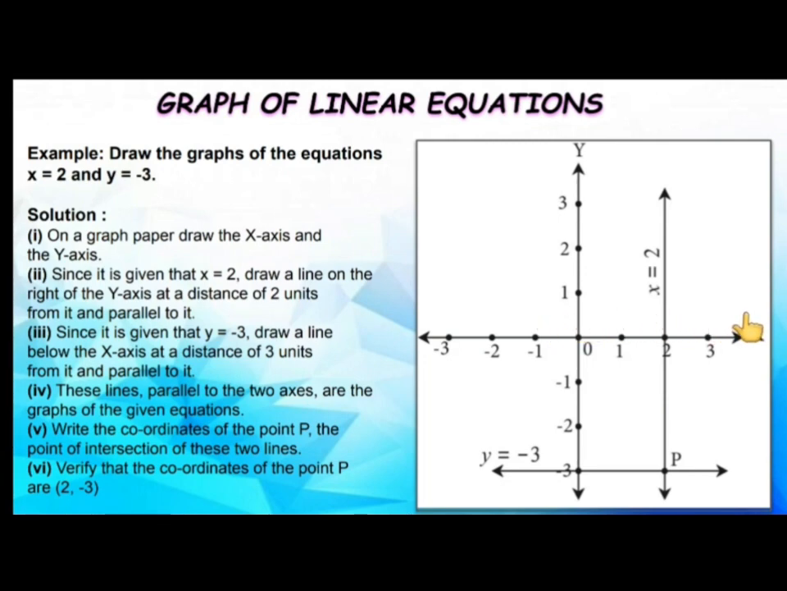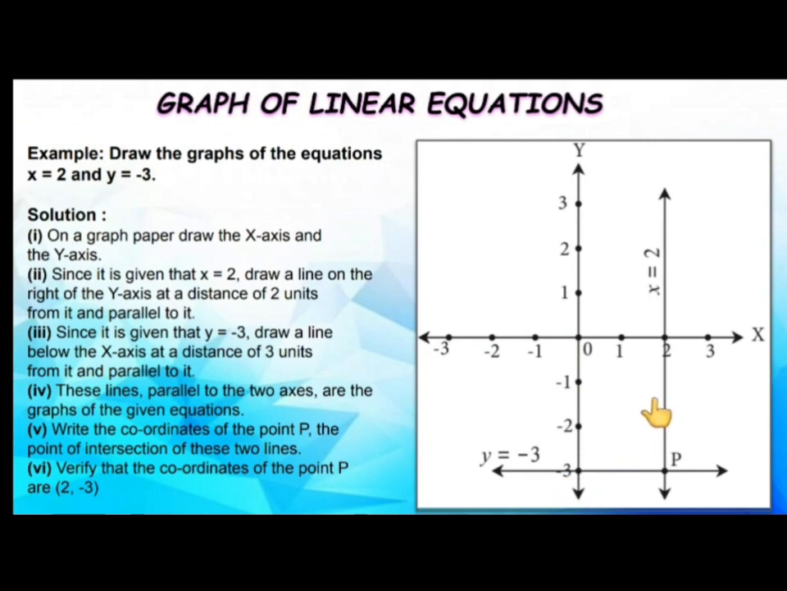Next, we've been given y equals minus 3. Therefore, we draw a line below the x-axis at a distance of 3 units from it and parallel to it. So we've been given y equals minus 3. On the y-axis we locate where minus 3 is, which is here. So we draw a line passing through this point and this line will be parallel to the x-axis. It will be at a distance of 3 units from the x-axis.